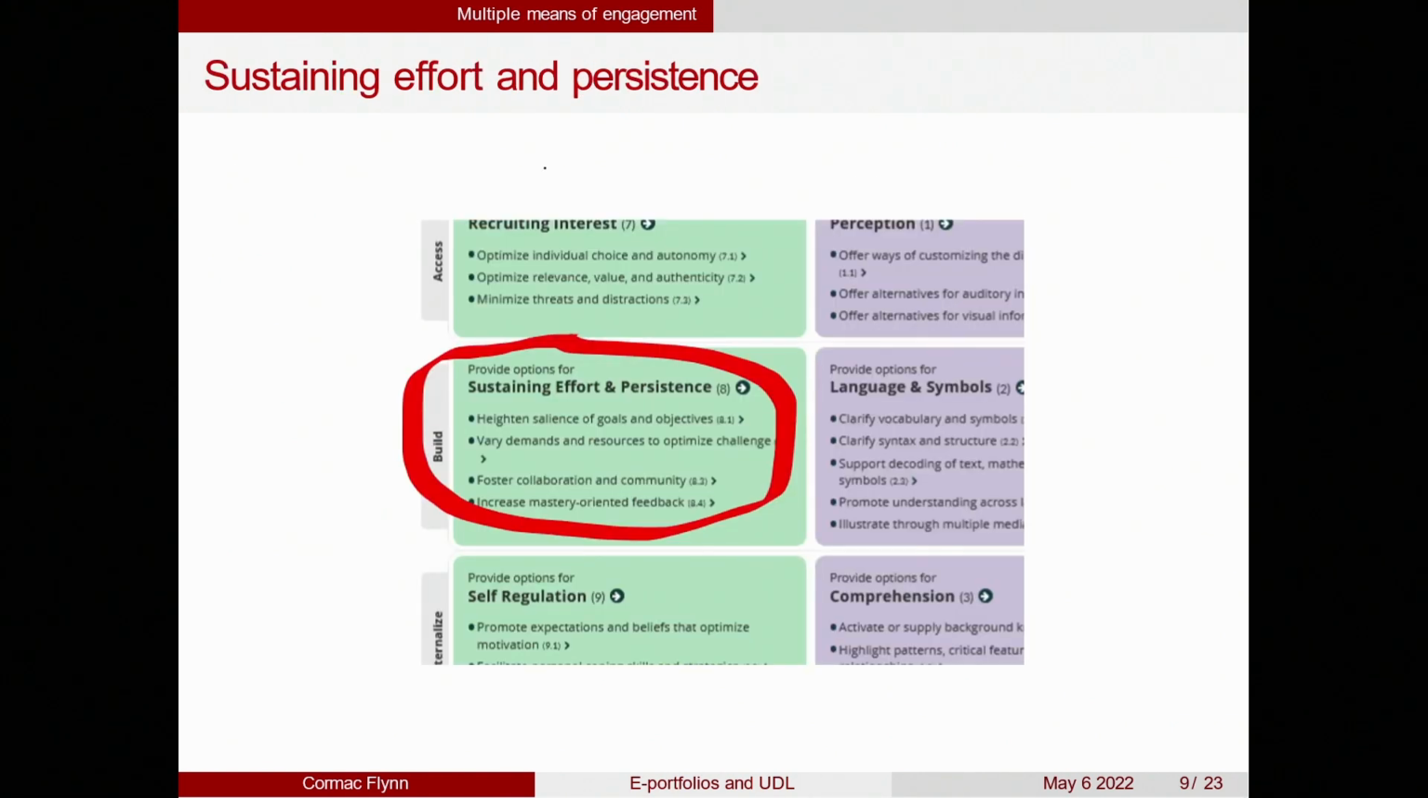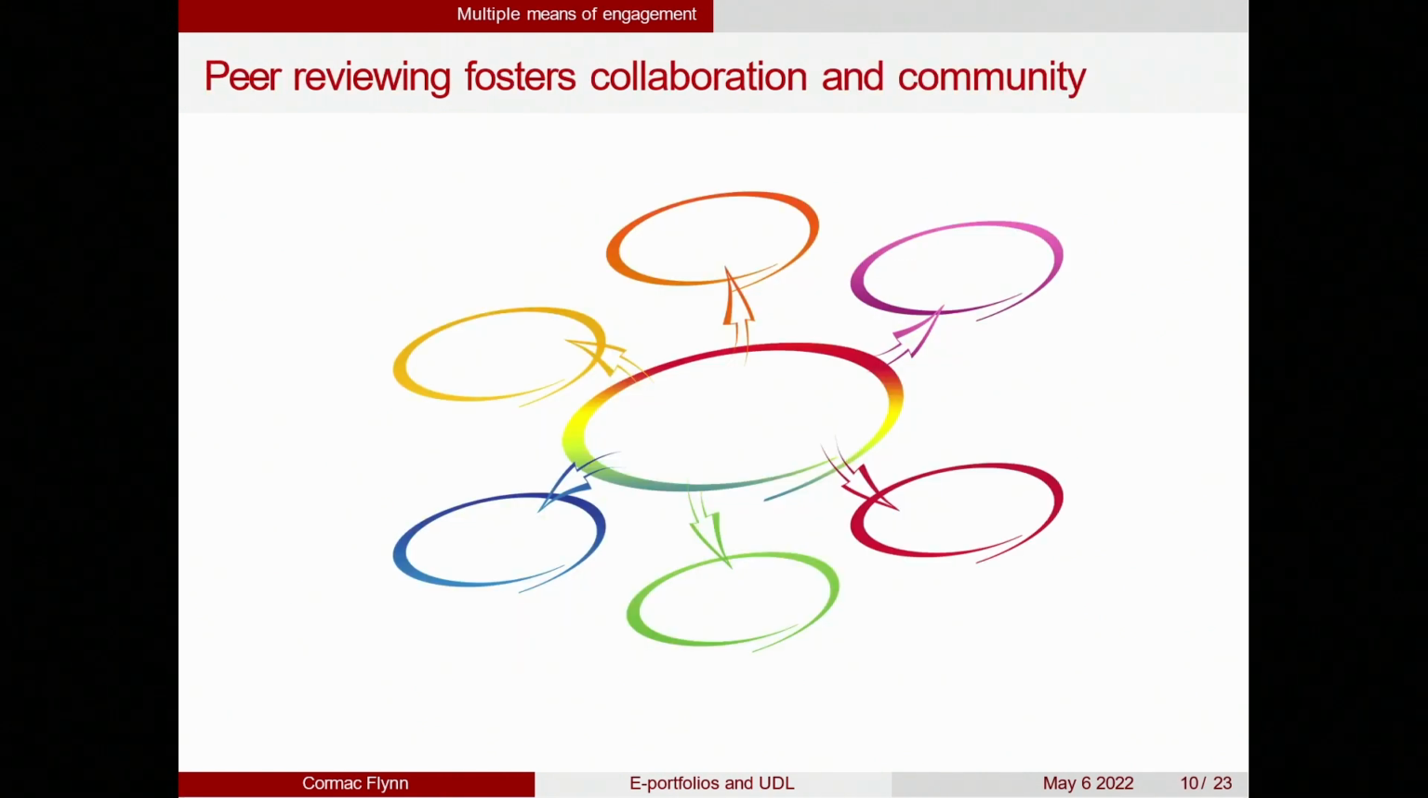Okay, moving down our table, providing options for sustaining effort and persistence. So within this, the UDL framework suggests that it's important to foster collaboration and community to engage the student. So for that, within the class, I formed peer groups.